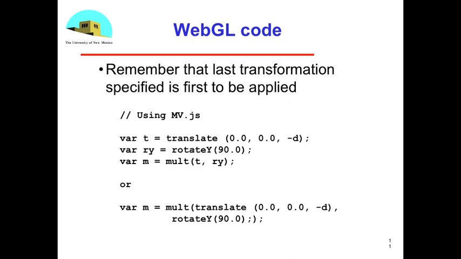The rotate y function returns a rotation matrix of 90 degrees about the y-axis. There's a rotate x, a rotate y, and a rotate z, and then I could use the mult function to multiply them together, and this would be my model view matrix. You can also, and this is a JavaScript feature, chain these together. I can simply write one line that says this model view matrix is the product of a translation and a rotation, and I don't need these intermediate matrices.